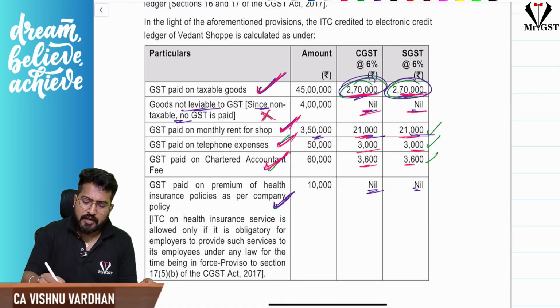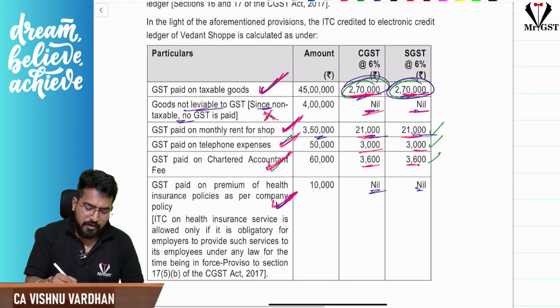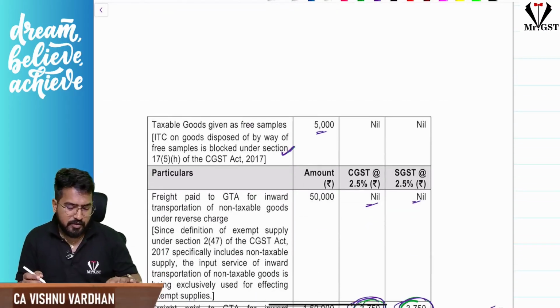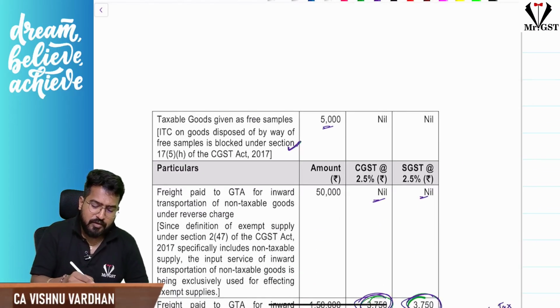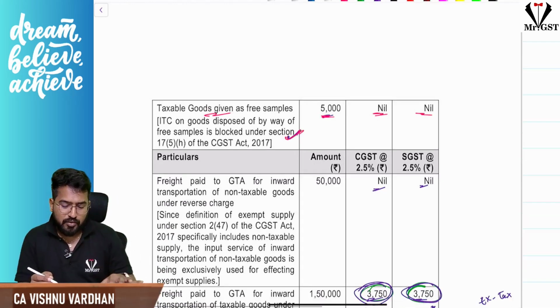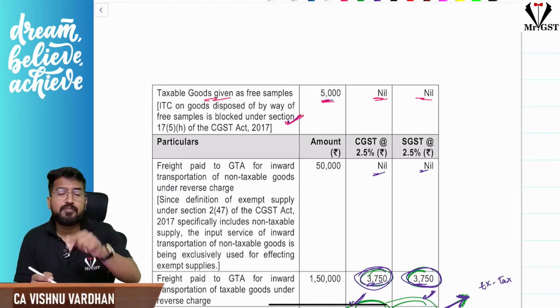These are credited to the e-credit ledger. But premium paid on health insurance, not a statutory obligation, no ITC, blocked credit, will not come. So next, goods which are purchased and disposed of as free samples, 5,000, on that also blocked under section 17(5), ITC will not come. So that one, and on RCM purchase also you can take ITC.